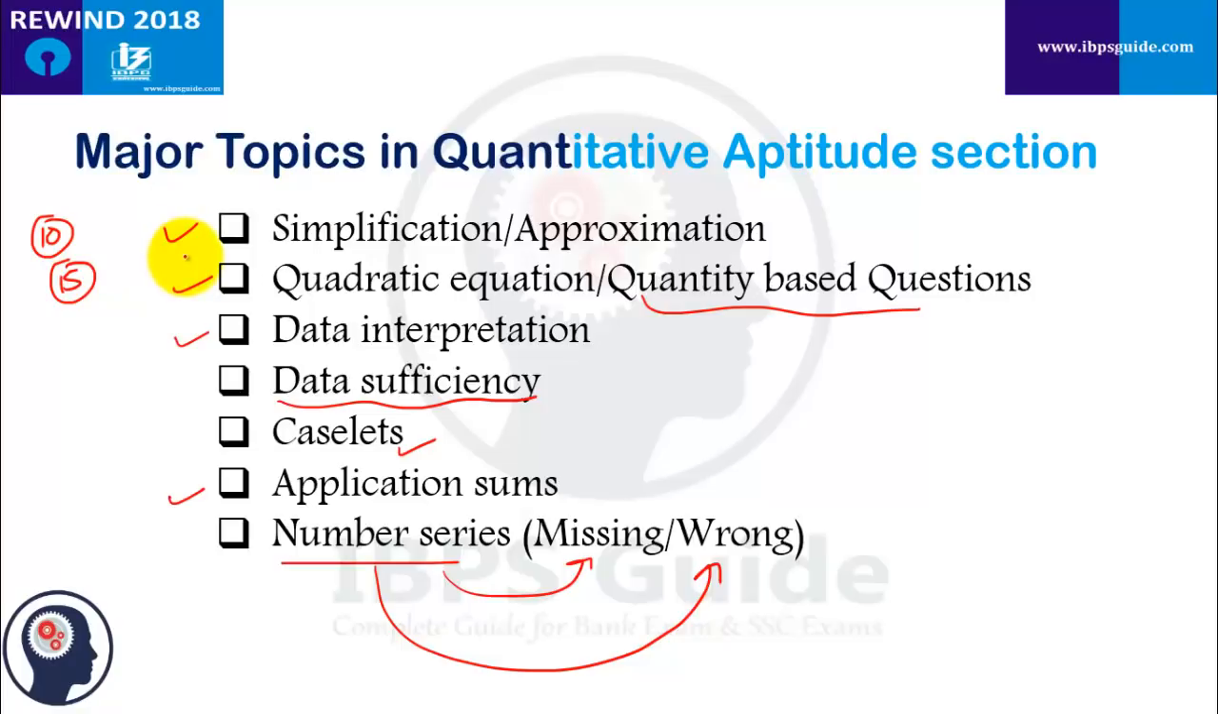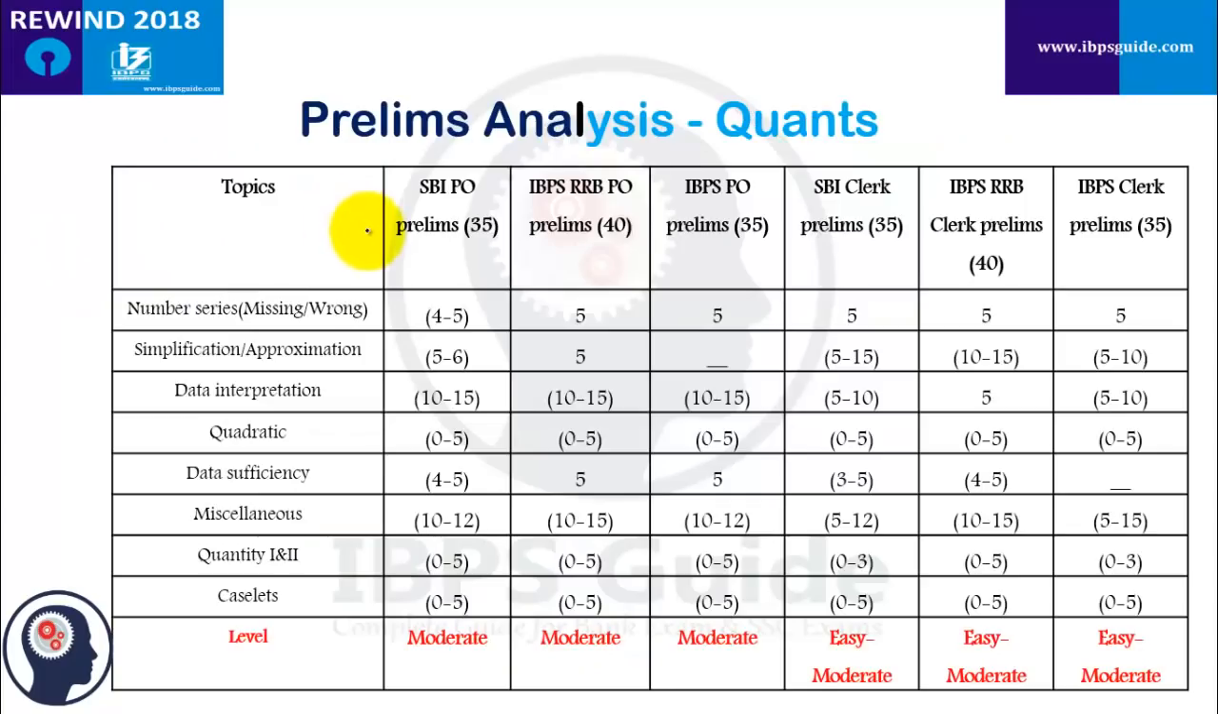Now let's move toward the overall analysis of quantitative aptitude in the SBI as well as the IBPS exam. This is the overall analysis of the prelim exam in the Quants section. Coming to the SBI PO prelim exam, the number of questions is 35. Number series and missing number series: 4 to 5 questions. Simplification and approximation: 5 to 6 questions. Data interpretation: 10 to 15 questions.